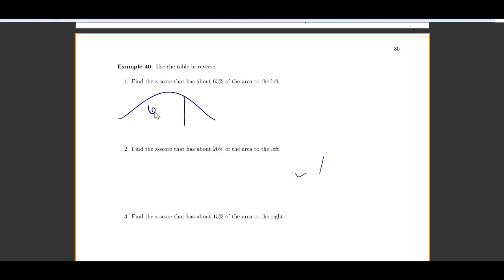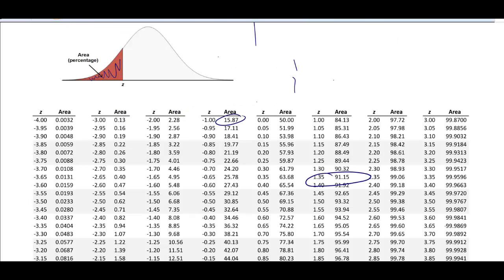So 65% of the area, that's more than half, so it should be a positive number. It should be kind of over here on the right side. And I'm looking for what z-value cuts the curve in a way that 65% of the area is to the left. So we go to my normal table.